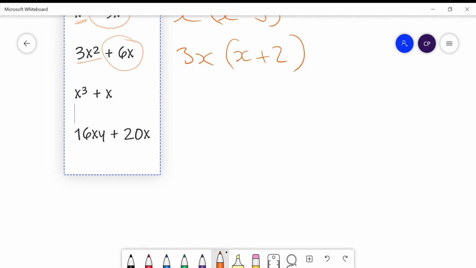The next one, we have x cubed plus x. So the biggest thing in both is x. What would I need to times x by to get x cubed? x squared. What would I need to times x by to get plus x? Well, it's just 1, so it's plus 1.